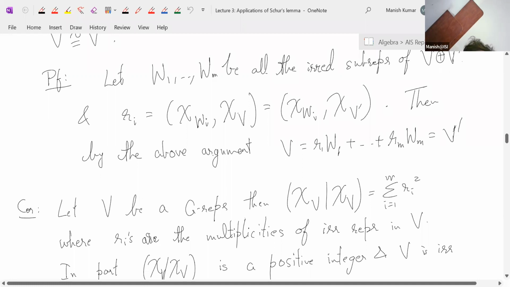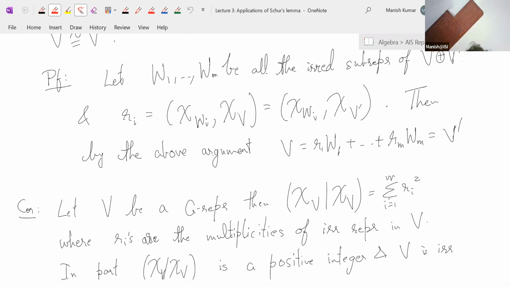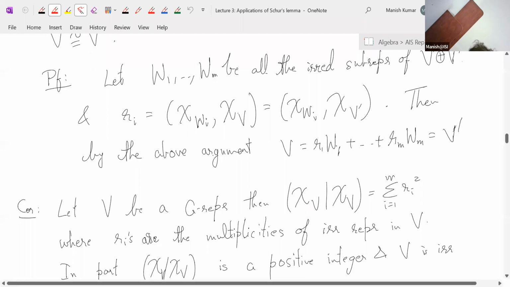So in particular, if you look at this pairing, it will always give you some non-negative number. Summation Ri square is in fact a positive integer. Because if you assume v is non-zero, then it will always give you some positive integer. So this positive integer will be 1 exactly if there is only one. So R1 is 1 and the rest are 0.